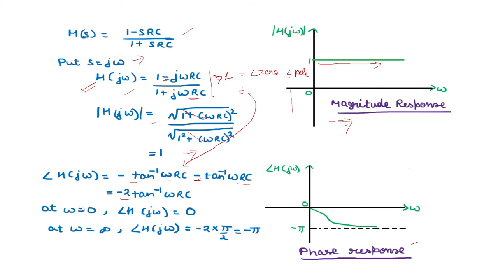Now we will put omega is equal to 0, and we get the value 0 here. For frequency equal to infinite, the angle is minus 2 into pi by 2, which is minus pi. So at frequency equal to 0, angle is 0, and at frequency equal to infinite, angle is minus pi or minus 180 degree. So this is an all pass filter where it passes all the frequencies. Here the magnitude is constant, but phase undergoes some deviation from 0 to minus 180 degree.